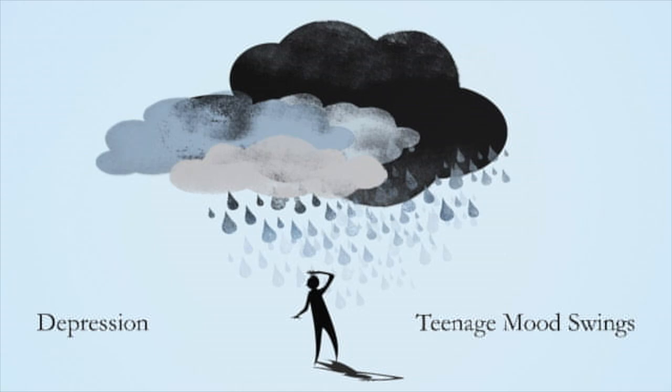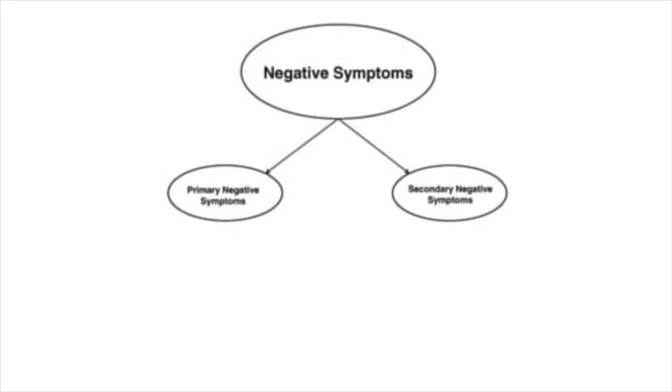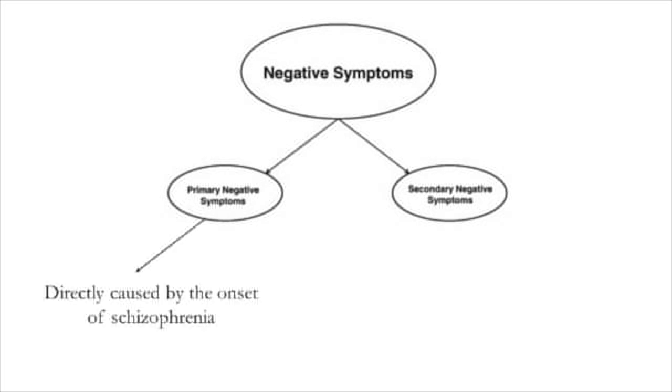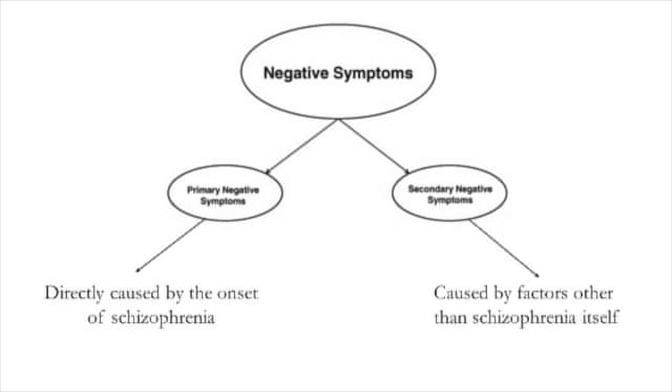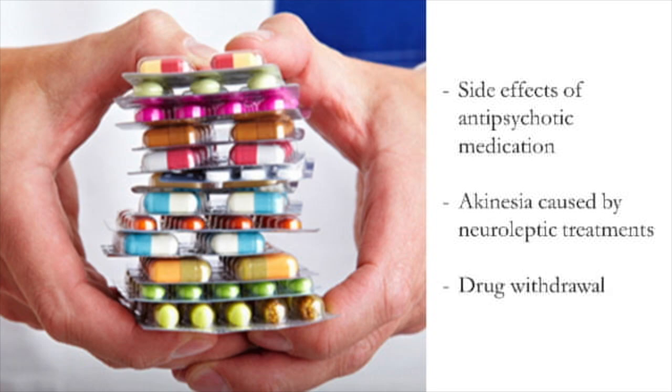Negative symptoms are split into two categories. There are primary or deficit symptoms, and there are secondary or non-deficit symptoms. Primary symptoms are negative symptoms that are directly caused by the onset of schizophrenia. Secondary symptoms, on the other hand, are caused by factors other than schizophrenia itself. They can usually be a result of receiving treatment for schizophrenia, such as side effects of antipsychotic medication, akinesia caused by long-term neuroleptic treatments, or even drug withdrawal.